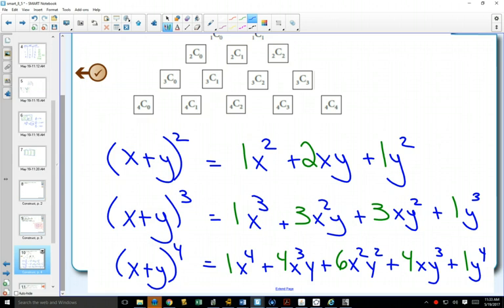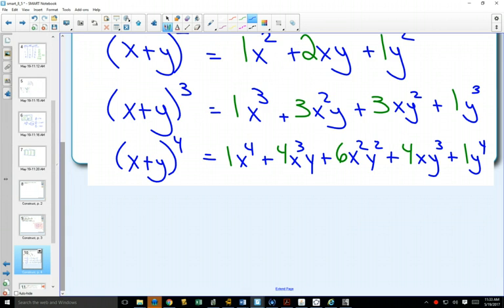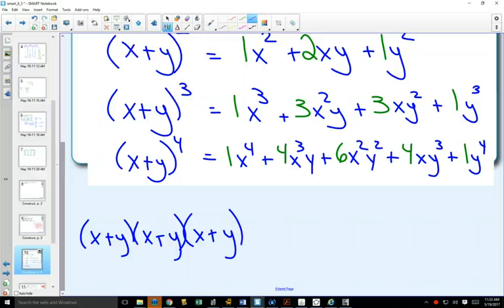And how does this relate to combinations? Why does this work? Why is the coefficient of x squared y squared 6? And why is the coefficient of xy cubed 4? It is the numbers of the triangle, but why does that work? Why does that happen? Like, why is it when I multiply x plus y times x plus y times x plus y times x plus y, why does it get us that?